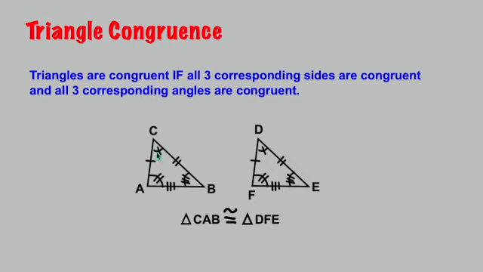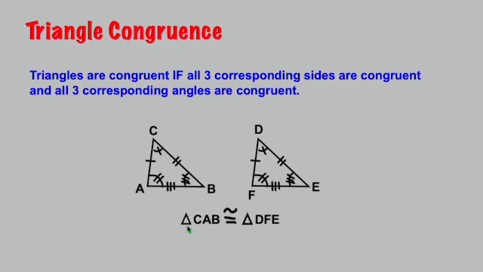Same thing for the sides. Side AC, for instance, has one mark on it, and so does FD. You can see that DE would correspond with CB because they both have two marks and they are congruent to each other. And same thing for EF and AB. With that being said, you can write triangle congruence statements.